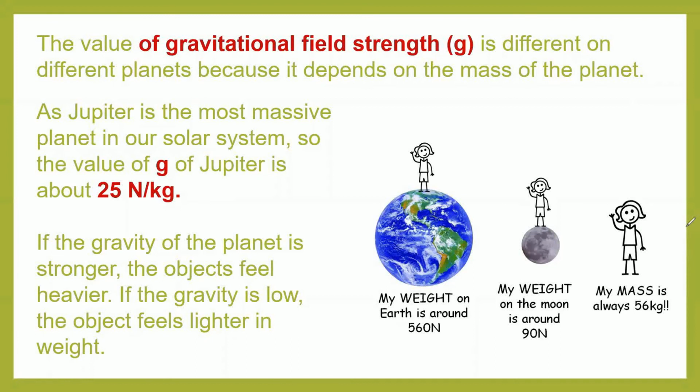If we see in this case, the mass is only 56 kilograms. On the moon, the value of g is only 1.6 newtons per kilogram. So by multiplying 56 by 1.6, we are going to get approximately 90 newtons. On Earth, the value of g is 10 newtons per kilogram. So by multiplying 10 with 56, we are going to get 560 newtons weight on Earth.